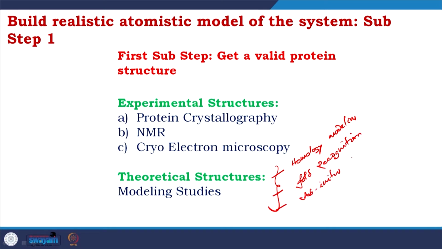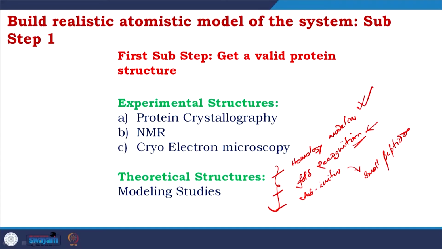Now, ab initio is mostly applied for small peptides. Fold recognition is still away from success, like it is not a proven method for the situations when it is needed. Homology modeling is an established technique, especially when the percentage of identity is more than 40%.